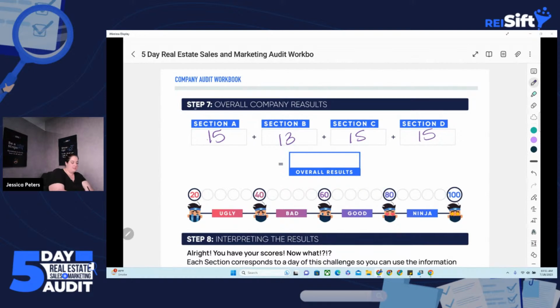So this, remember, was our section A, marketing. I should have typed these here, but we'll write them. Marketing, sales and lead management, operations, KPIs. And then you can total that up to get your overall company score. So that's 45, 48, I think it's 58.